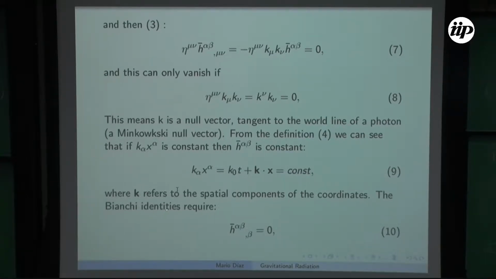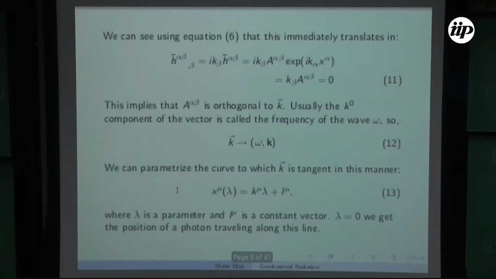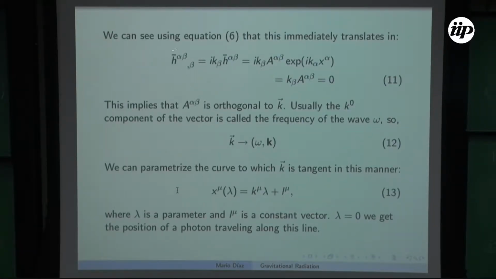And Bianchi identities that are automatically satisfied because it satisfies Einstein's equations imply this equation here. And that would translate into this, essentially that the K vector is orthogonal to this tensor. So the K0 component is typically called the frequency of the wave, omega, and which means we can write the K vector as omega times a 3-dimensional vector K.